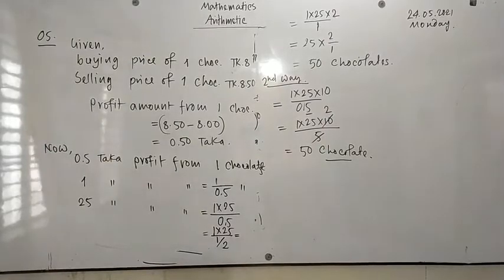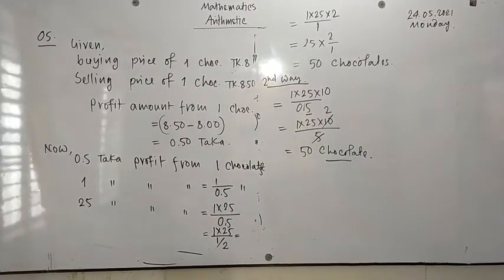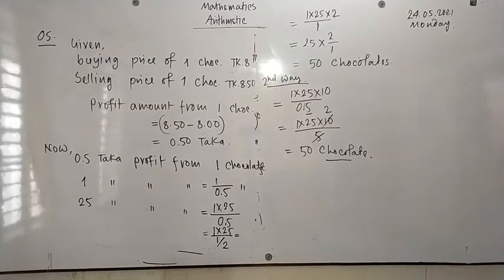Okay, so what is the next problem there? The next problem is number 6. Number 6, what is it? A shopkeeper bought cloth at the rate of 120 taka per meter and sold it at 150 taka per meter. Then he gained 2000 taka as profit. How many meters of cloth did the shopkeeper buy?